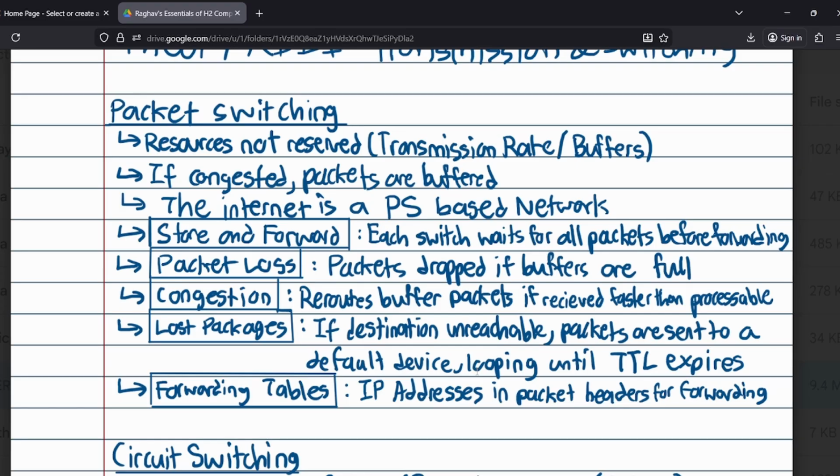There's no choice. Congestion. It reroutes buffered packets if they're received faster than processable. So assume something makes it die really fast. It'll tell you, take an alternative route, take a walk for a bit, come back. That's what congestion is. Lost packets. If a destination is unreachable, packets are sent to a default device, looping until the time to live expires. Which means if it's unreachable, it's not just going to remain on the internet forever, circling around, collecting trash like space junk. It's going to just die after a while.